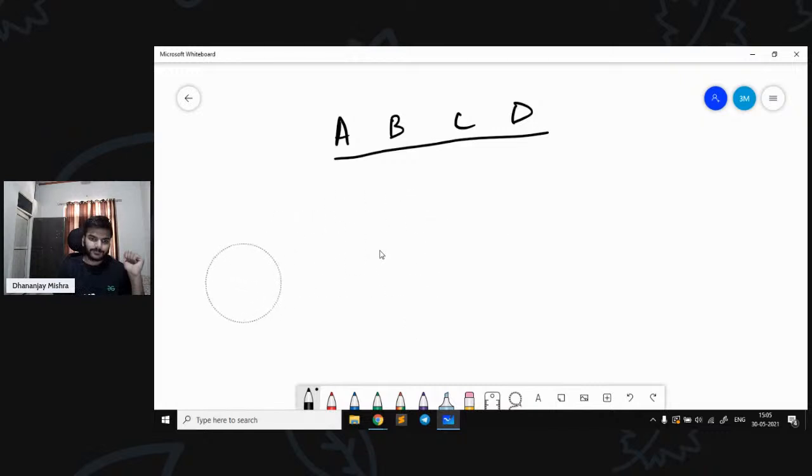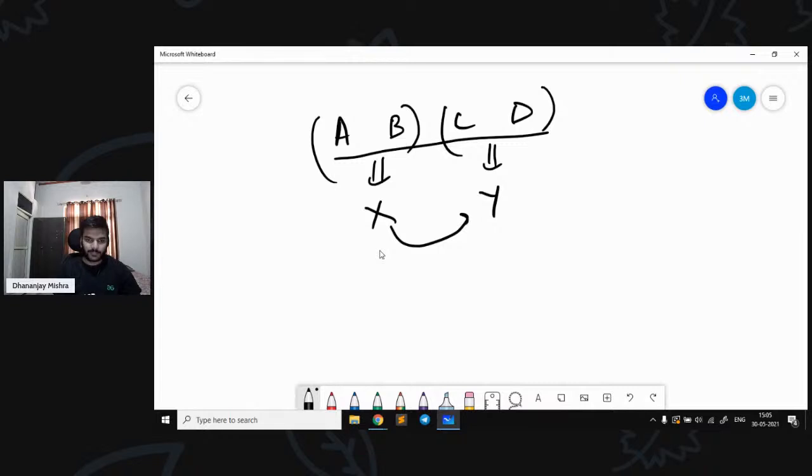Similarly, if you have four matrices A, B, C, D, you can multiply A, B together and then C, D together. This will give you a single matrix each, let us name them X and Y. After that, you again multiply those matrices. This is one way of multiplying.